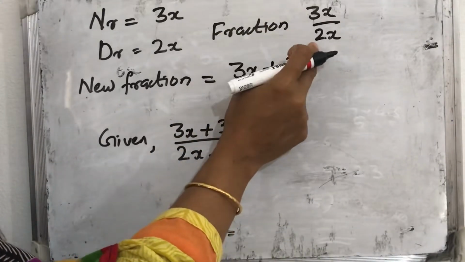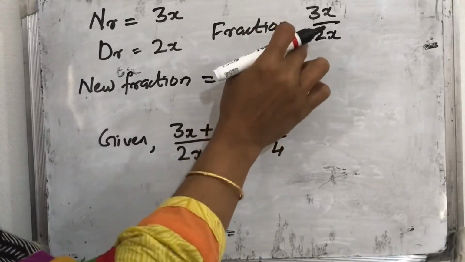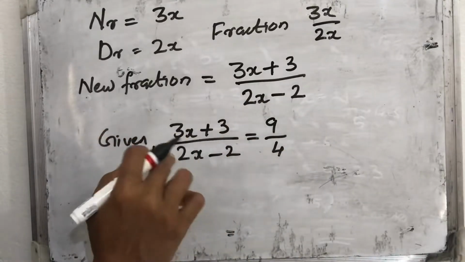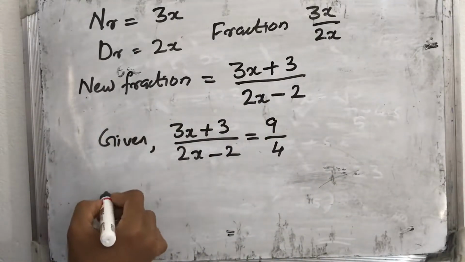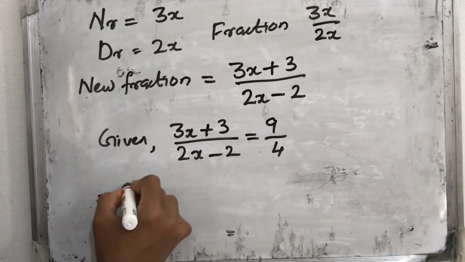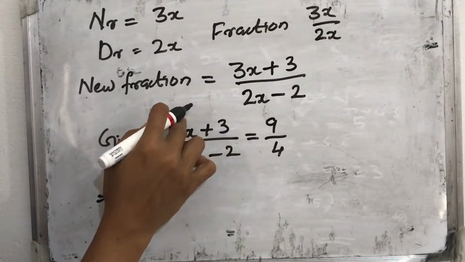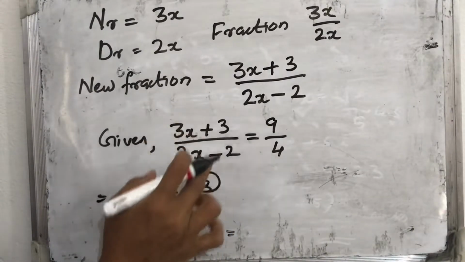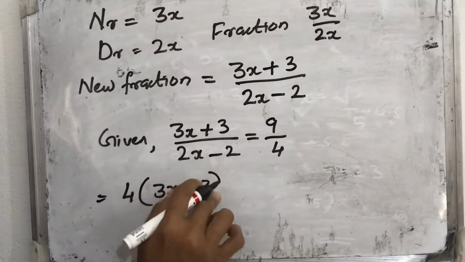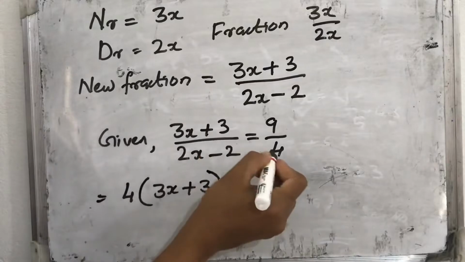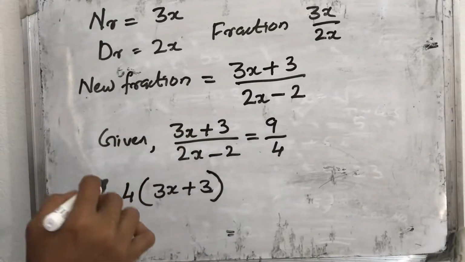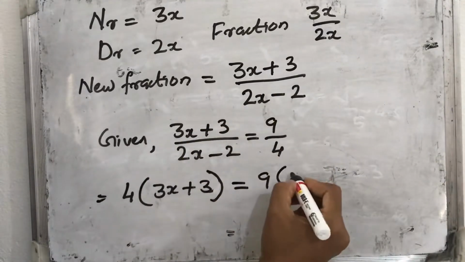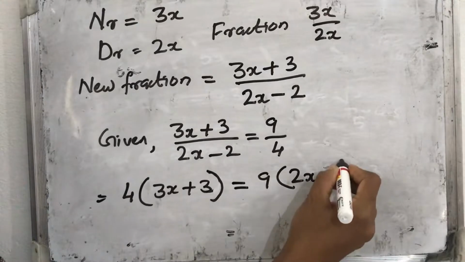The original fraction is this. So to get this original fraction, we want to find the value of x. From this equation, we can find the value of x. So how can we find x from this? Here we can cross multiply. 4 into (3x+3), you should write the bracket here, otherwise the calculation will be wrong. 4 multiplied with the whole (3x+3) equals 9 into (2x-2), bracket is a must.